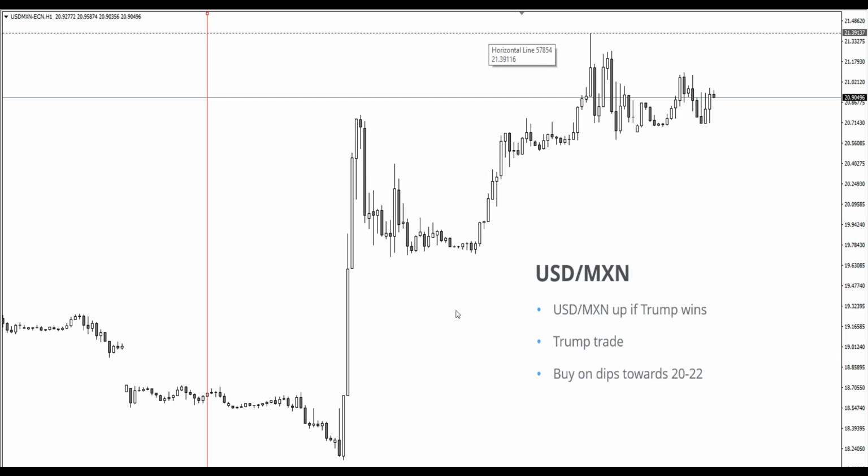So this was previous week. I told you to buy on dips towards 22, and what happened is, you see, almost 22 was hit, it was 21.40, right? But really, this was a no-brainer trade for all traders who traded dollar peso.